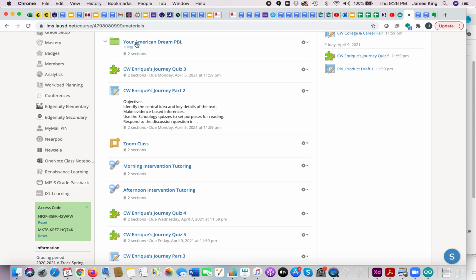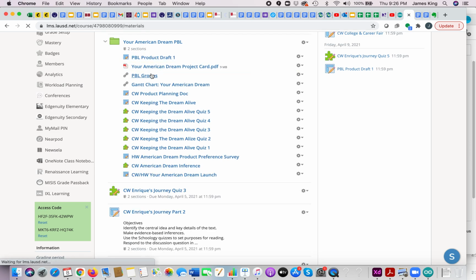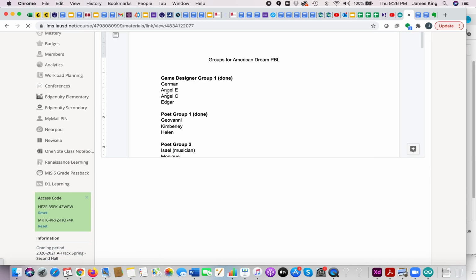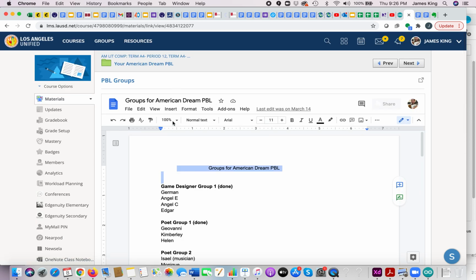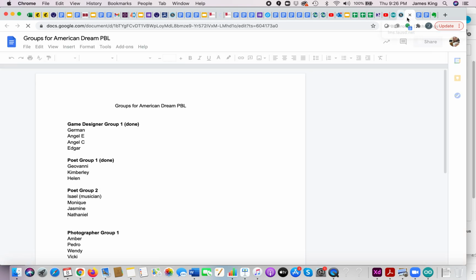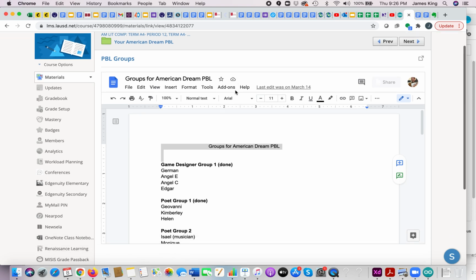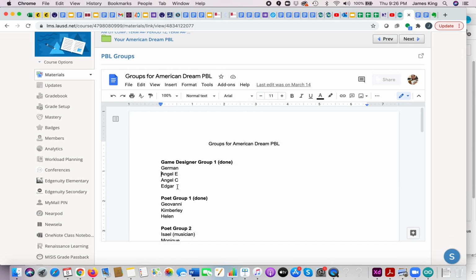So I also have in this folder the PBL groups. So just click on this doc, and in here you will see who is in your group and what product you are doing. So for example, German, Angel, and Edgar are all doing a game design. So they will be making a video game design that reveals something about the American Dream of the present and something about the American Dream in a time period of their choice. Each one of them needs to contribute in an equal fashion to the final game design.